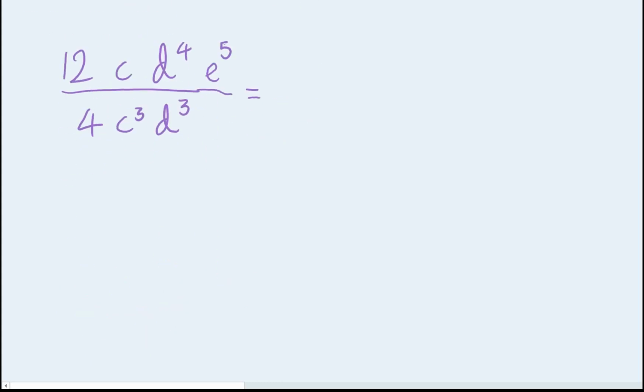And again, if you've got loads of letters, you do each number and letter separately. So divide the numbers. We have 12 divided by 4, which is 3. We have no power here. If you have no power, that always means the power is 1. We now subtract the powers. We've got 1 take away 3. Absolutely fine, so that's minus 2. We've then got 4 take away 3, so that would be d to the 1, although normally we just write d. We have e to the 5, and nothing down here, so that would just stay as e to the 5.